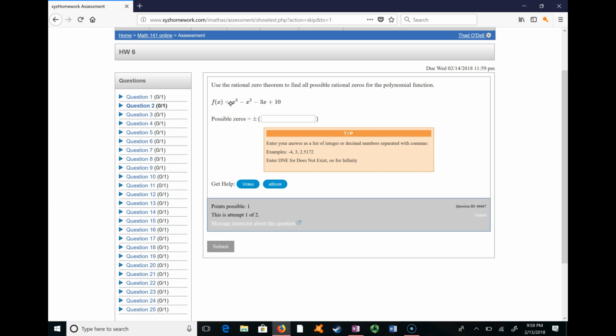So the leading coefficient is 1, which means the only factors are 1 or -1, because you could multiply -1 times -1 and get 1. And then over here you have the factors of 10, so that would be 1, 2, 5, and 10. So if you divide each one of those by 1, your possible answers are 1, 2, 5, 10.